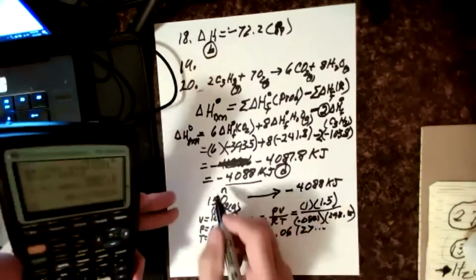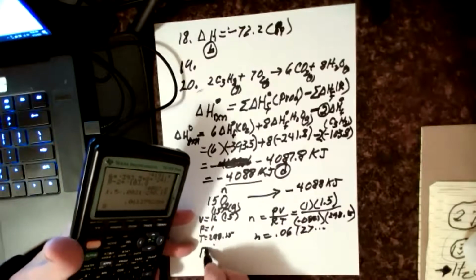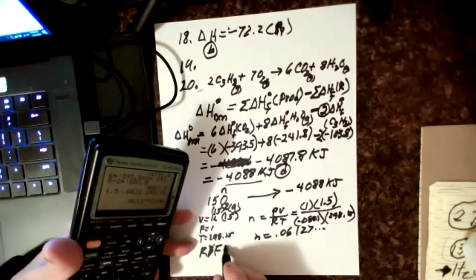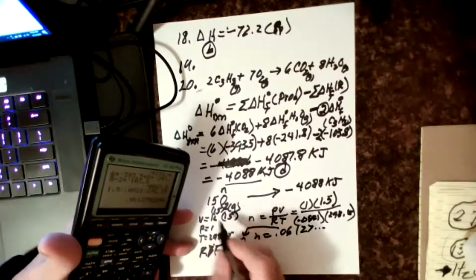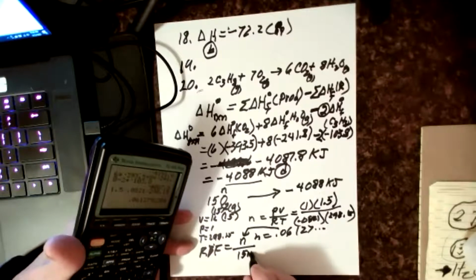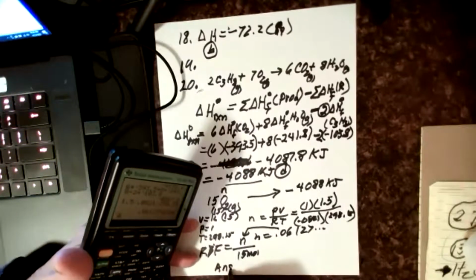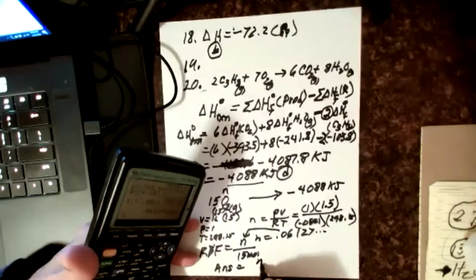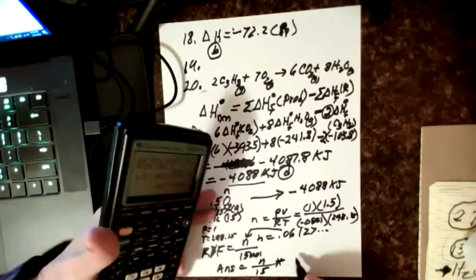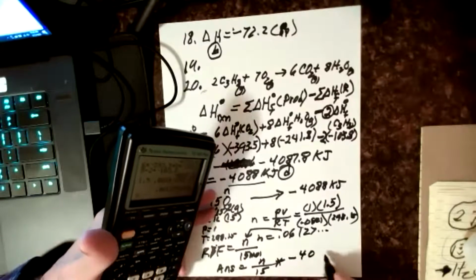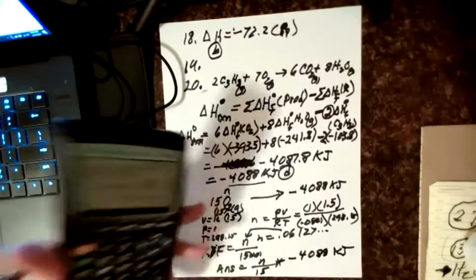Now I'm ready to do my rebalancing factor. The rebalancing factor is going to be n, which I just calculated, over the equation quantity, which is showing 15 moles. And my answer, the heat, is going to be that n divided by 15 and multiplied by the heat flow in the reaction, minus 4088 kilojoules. So I'm ready to do my math.